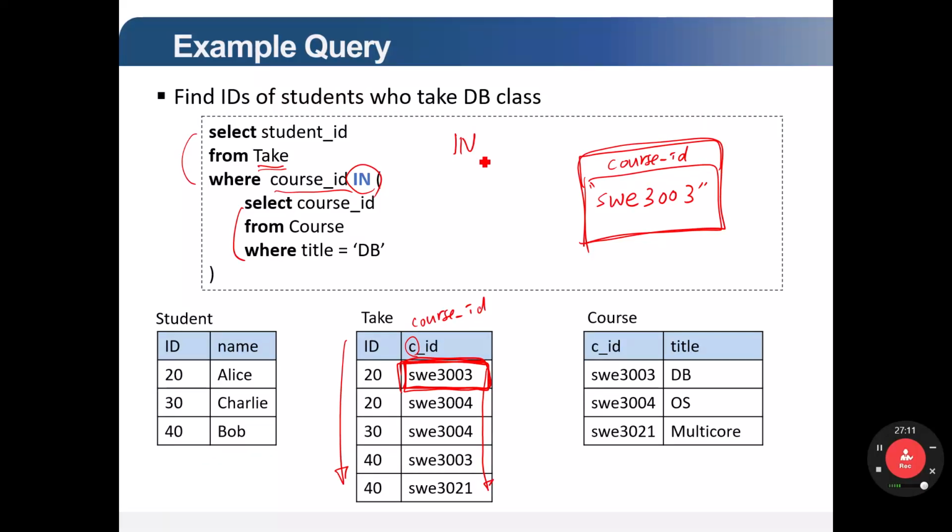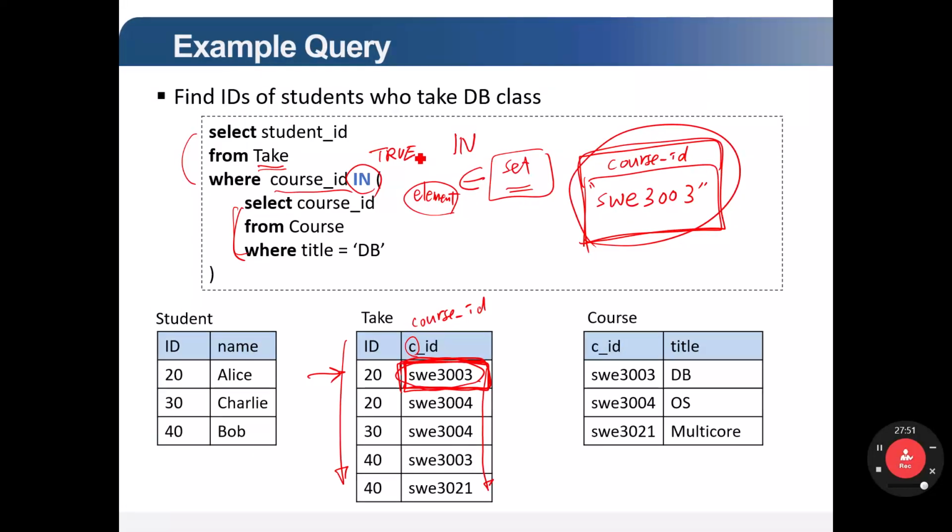So this in operator is like this inclusion operator that we use in the set theory. So the right operand is a set, and left operand is a single element, and we check if this left element is included in the right operand set. Okay, so we need to check the first record of take table is included. And we check if the course ID of the first record of the take table is included in the output of this in query. It is included, then this in operator is going to return true.